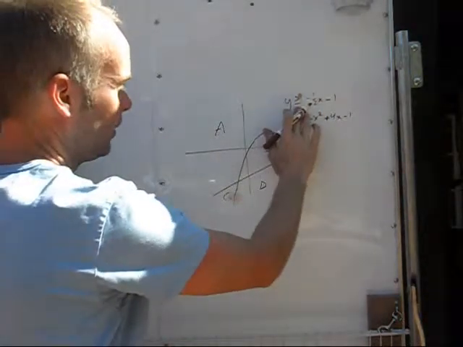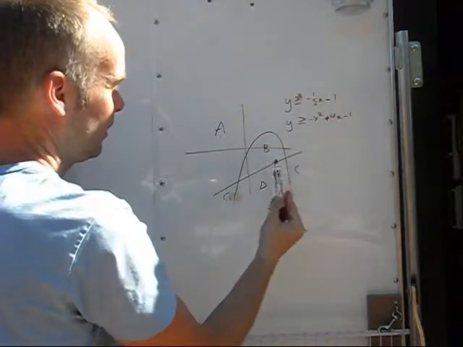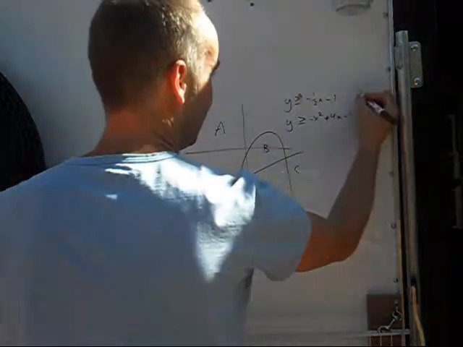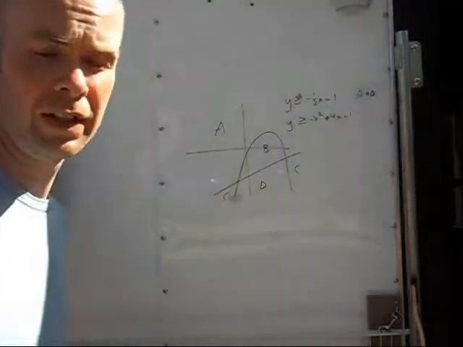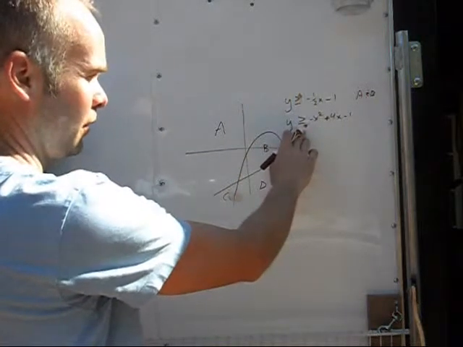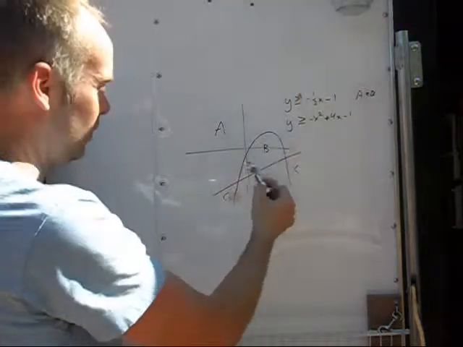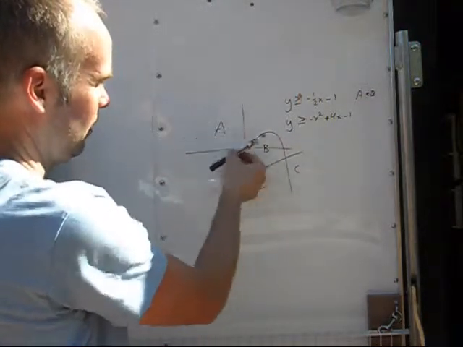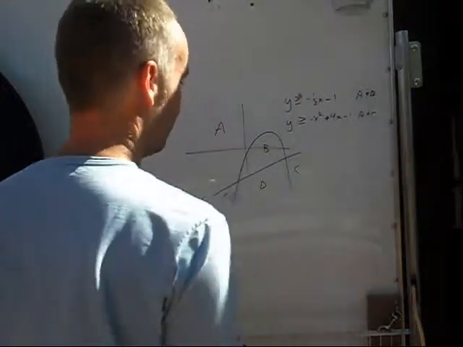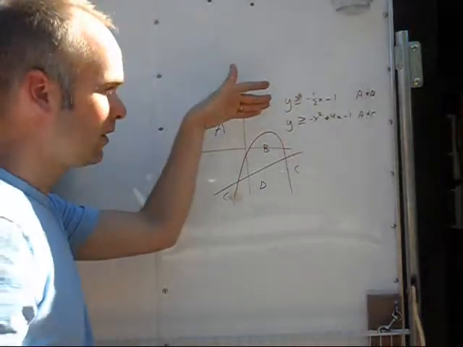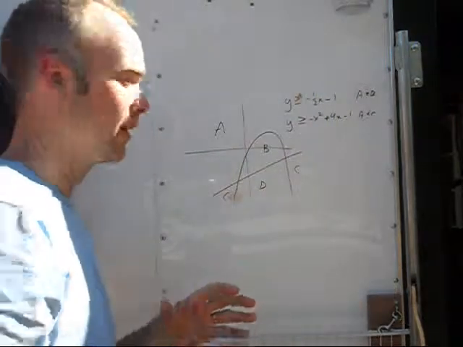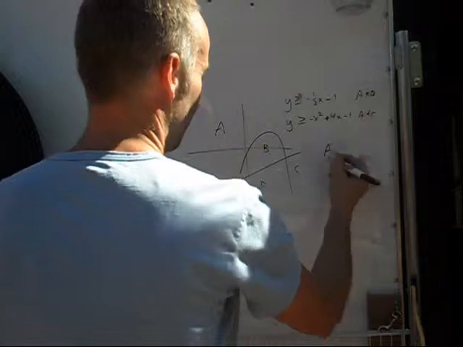So the solution to y is greater than this line is basically everything from the line upwards. So it's A and B. So we'll just write this is A and B. Hopefully you can see that. And then the solution to this one, greater than the parabola, is basically everything above, so it's A and C. So if the solution to this one is A and B, and the solution to this is A and C, then the intersection of those two is strictly A. So the solution to this is area A.